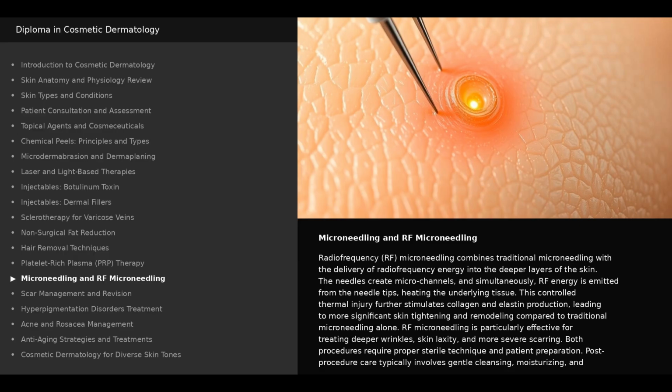Both procedures require proper sterile technique and patient preparation. Post-procedure care typically involves gentle cleansing, moisturizing, and strict sun protection to support healing and optimize results. Understanding the nuances of each technique allows practitioners to tailor treatments for diverse patient needs.